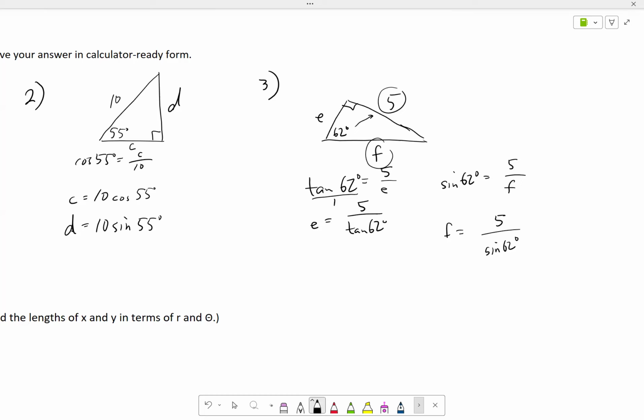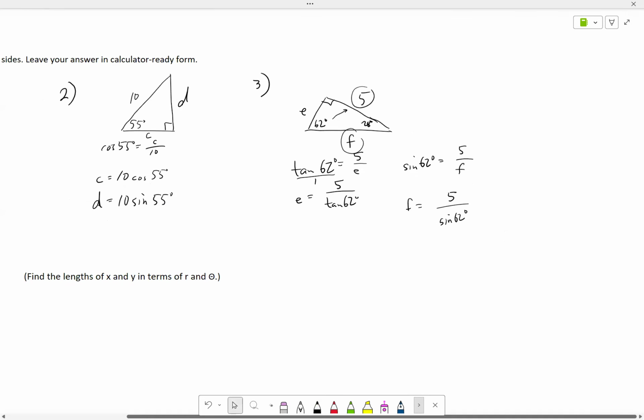Impressive. By the way, this angle right here, do you know what it is? How do you know that? The two acute angles in any right triangle add up to 90, which means they are complementary. So yes, this is 28 degrees.